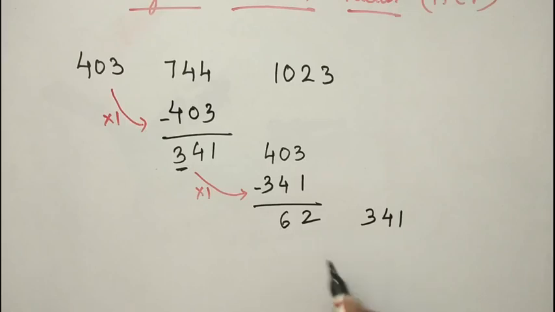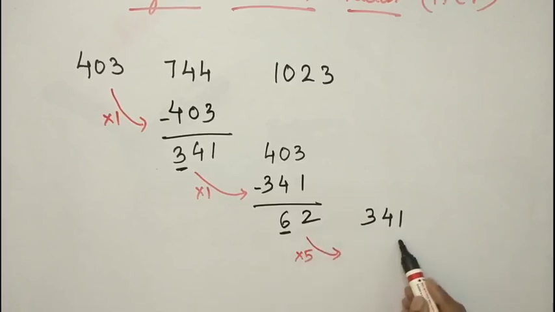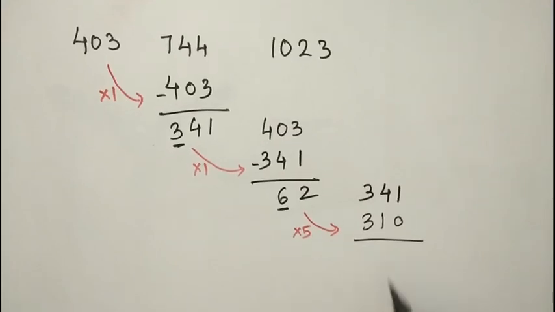Now check in the 6 table where you will get a value less than or equal to this. In the 6 table, 6 6s are 36, 6 5s are 30. So definitely you will get a value less than 341. So let us multiply this 62 into 5. If you multiply into 5, 5 2s are 10, 1, 5 6s are 30 plus 1, 31. So now subtract. This will be 31.